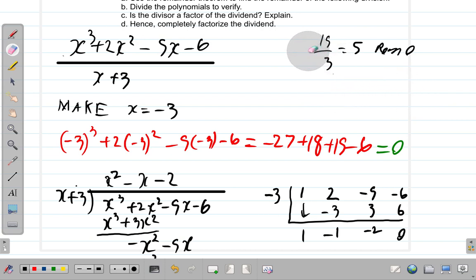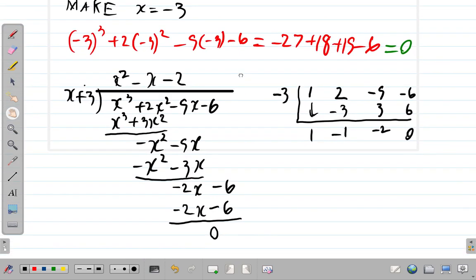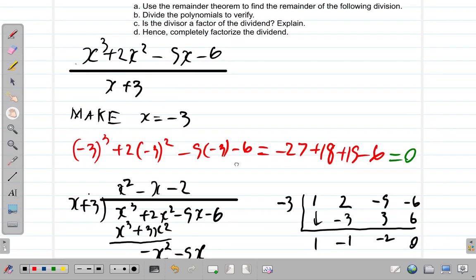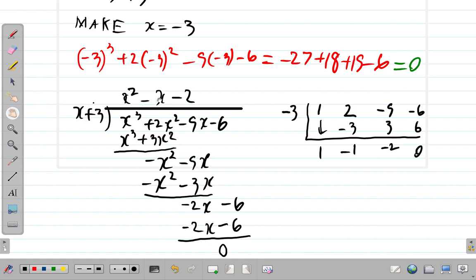So when you have a division by a factor, you have remainder 0. So x plus 3 is actually a factor. Now, you're asked to completely factorize. So what you get here is when you divide x cubed plus 2x squared minus 5x minus 6 by x plus 3, the answer you get is x squared minus x minus 2.